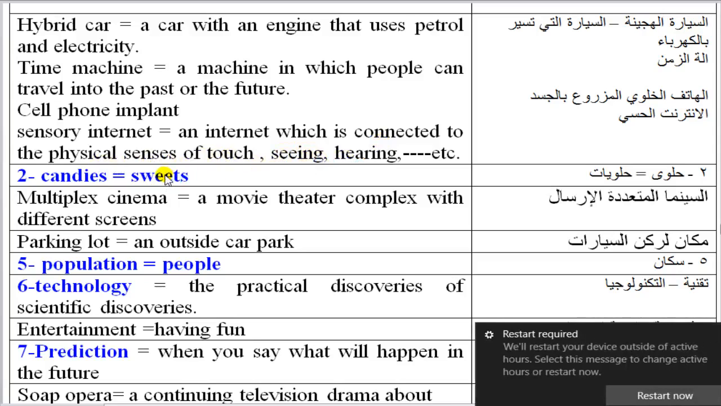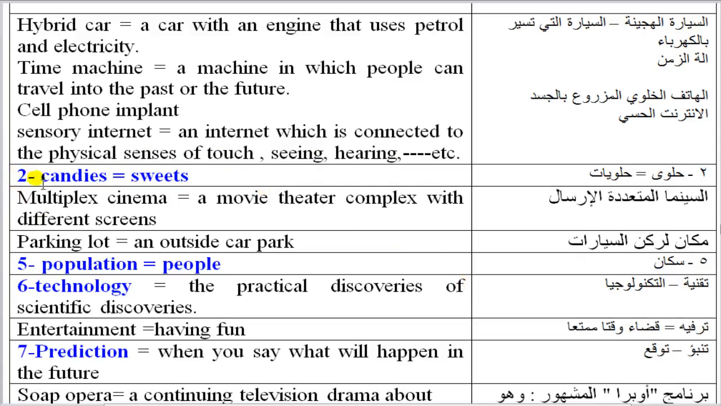2. The words of exercise number 2. Candies, sweets. Multiplex cinema, a movie theater complex with different screens. Parking lot, an outside car park.